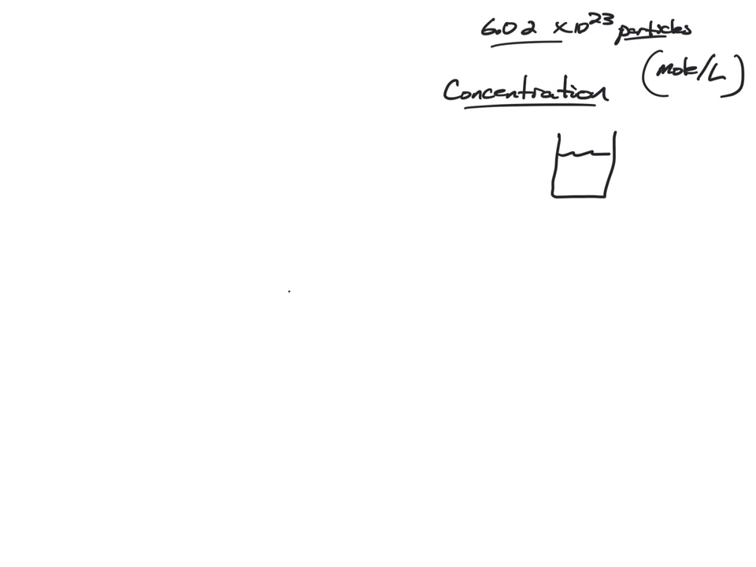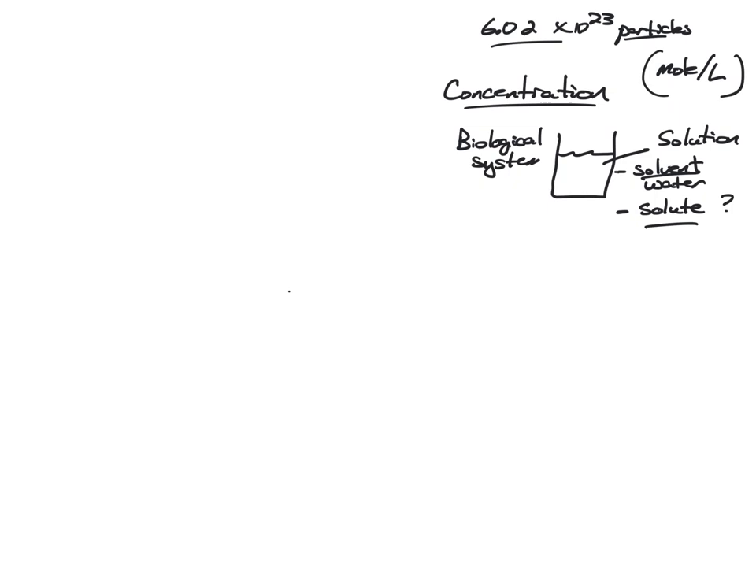So you have a solution, and the solution has a solvent. And in biology, almost all our solvents are water. I've got to tell you, not always. In a biology lab, is the solvent water? But in living systems, the solvent is water. The solute can be a lot of stuff. Solute is anything that you're dissolving in the solvent. But the solvent in biological systems is water. So we're always going to assume that the solvent's water.